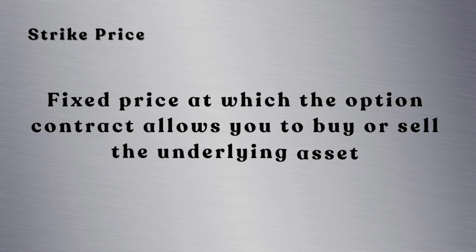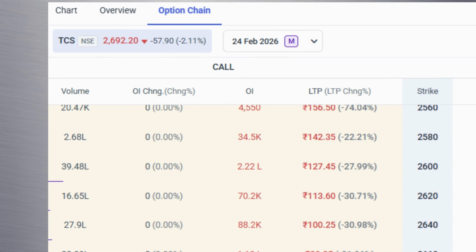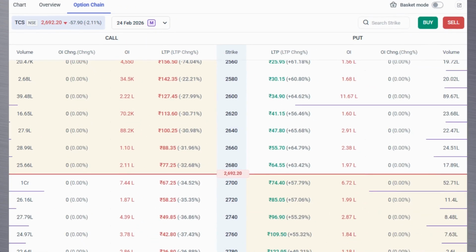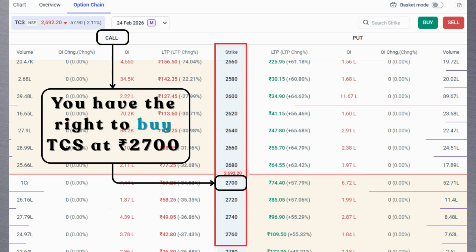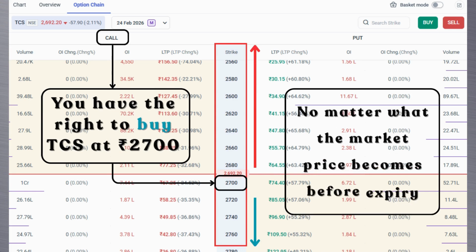The strike price is the fixed price at which the option contract allows you to buy or sell the underlying asset. Think of it as the agreement price written in the contract. For example, TCS is trading at 2,692 rupees and 20 paise. You can see strike prices like 2,600, 2,680, 2,700, 2,740, and so on. Suppose you buy a call option with a strike price of 2,700. This means you have the right to buy TCS at 2,700 rupees, no matter what the market price becomes before expiry.